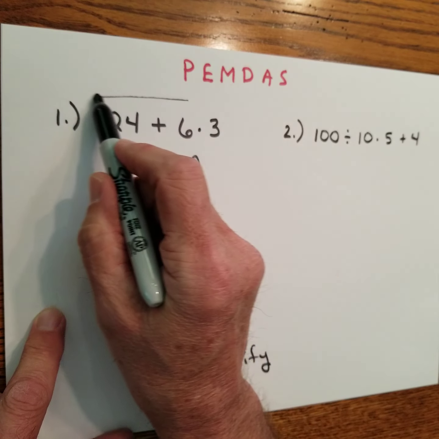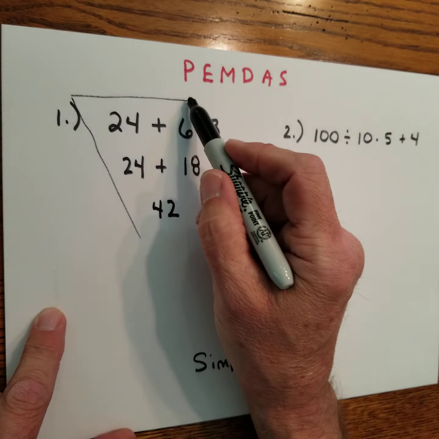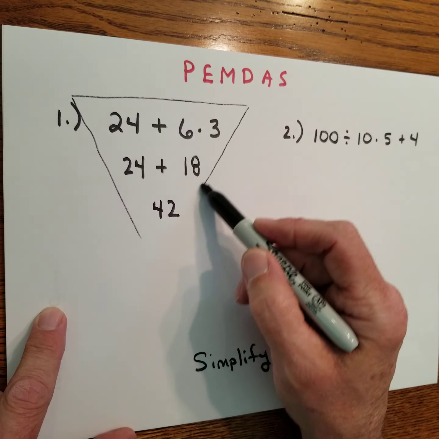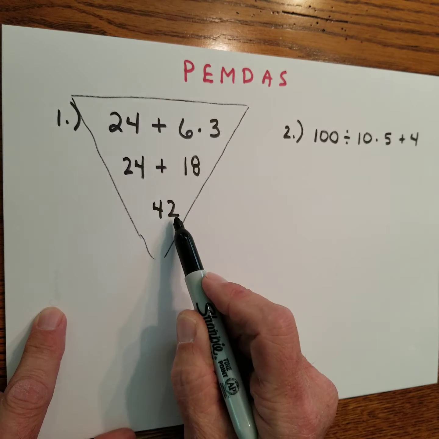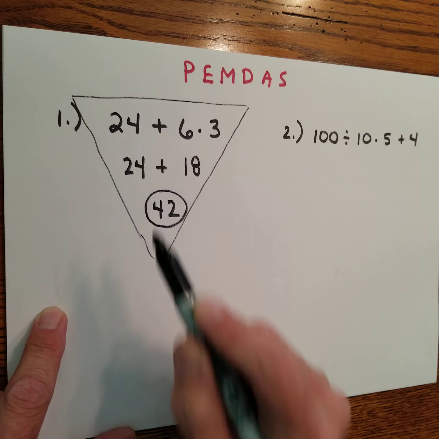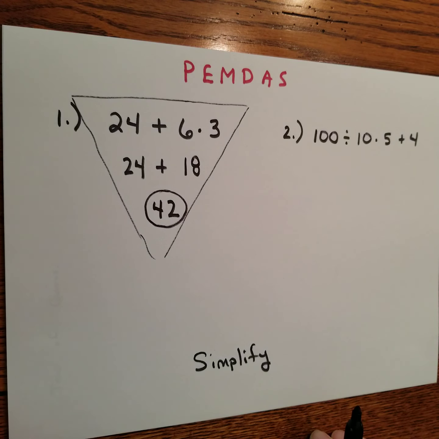See how my work makes a nice triangle like this? That's the way I want your work to look. You'll copy down the problem, show your work, circle your final answer. Let's try number 2.